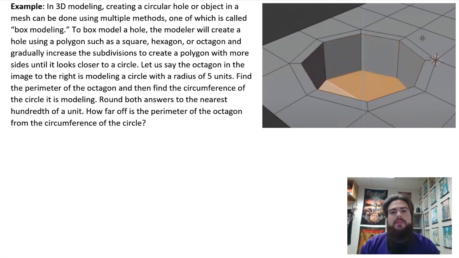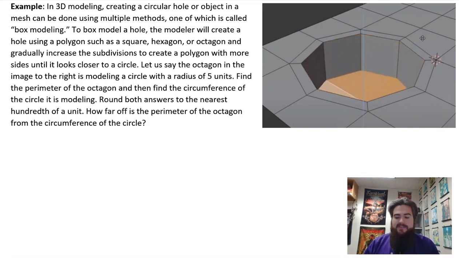Let us say here that the octagon in the image to the right is modeling a circle with a radius of 5 units. What we're going to do here is find the perimeter of the octagon, and then find the circumference of the circle that it is modeling. We'll round both answers to the nearest hundredth of a unit. Then we'll also see how far off the perimeter of the octagon is from the circumference.